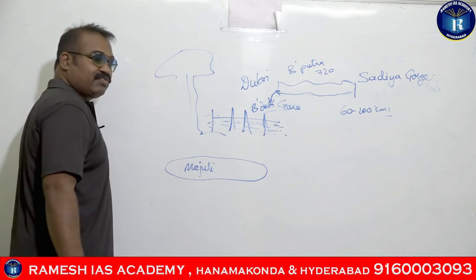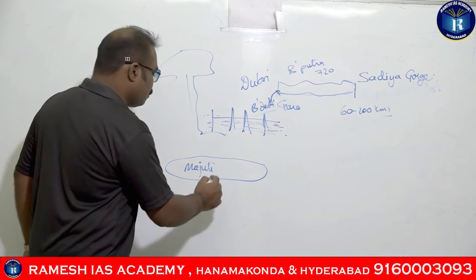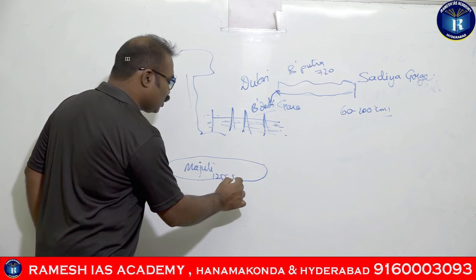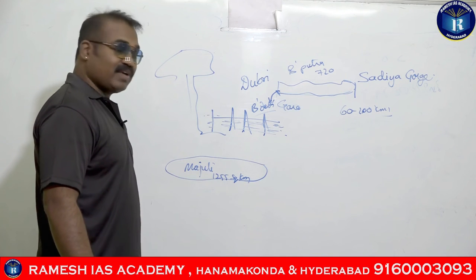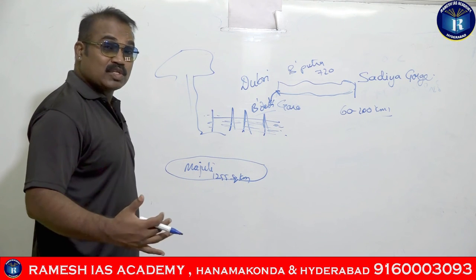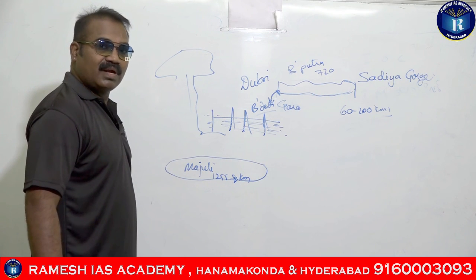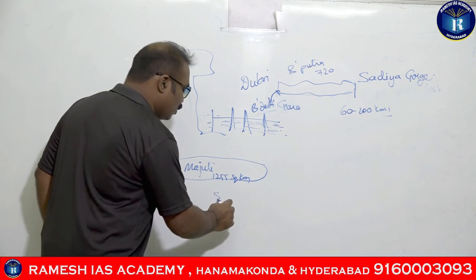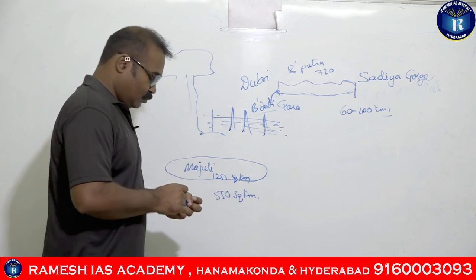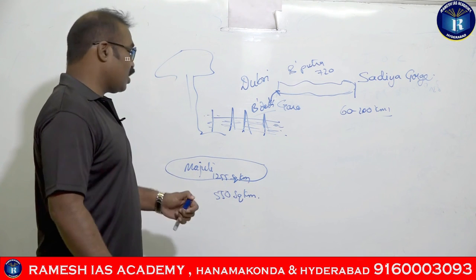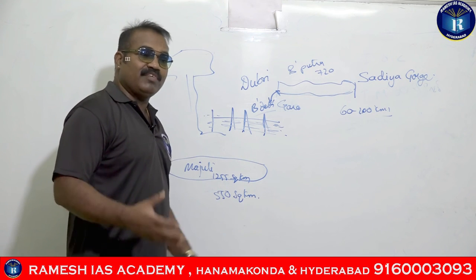Majuli is the biggest riverine island of the world. Its area was more than 1255 square kilometers, but because of the floods and erosion, it has reduced to around 550 square kilometers. The formation of Majuli Island I will tell you when we talk about the rivers.